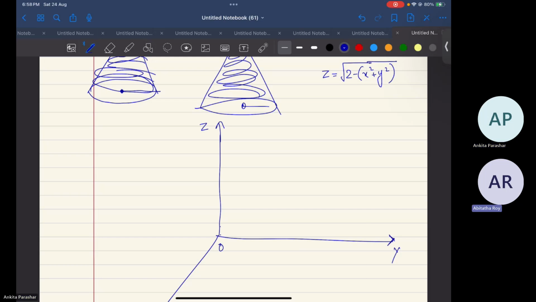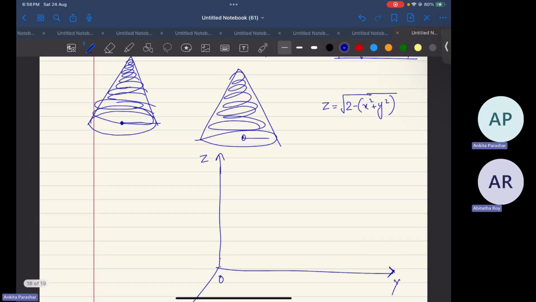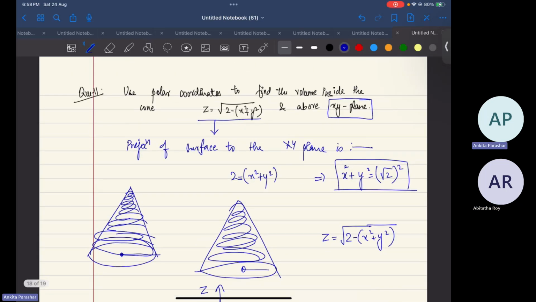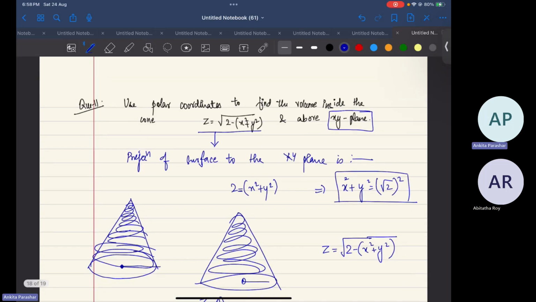If you take any arbitrary value for x and y, why don't we take it 0? x and y both 0. That will tell you something. So if you take x and y as 0, what is z? That is root 2. I think I have missed the graph. Sorry, the curve is not this, but the curve is this: 2 minus under root x squared plus y squared. Sorry, my bad.